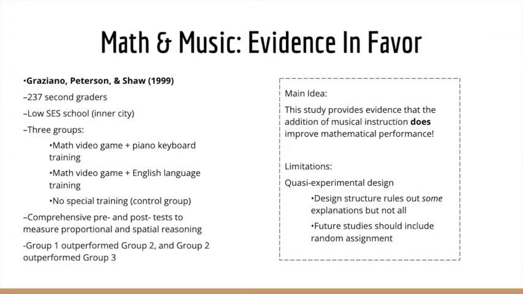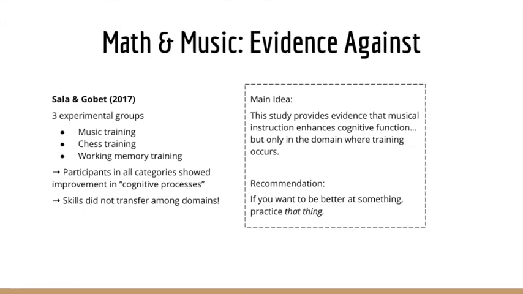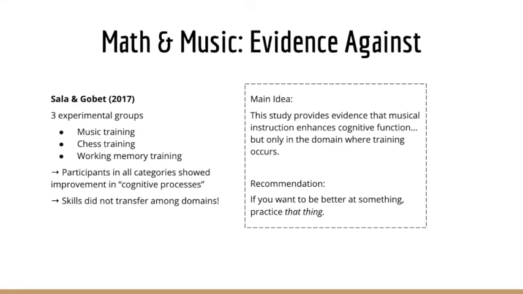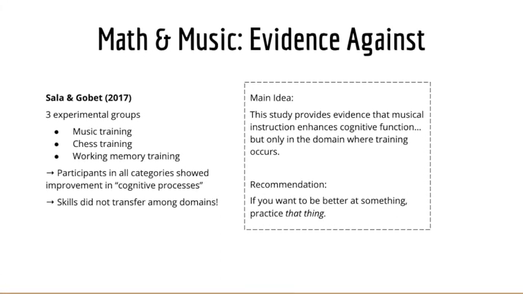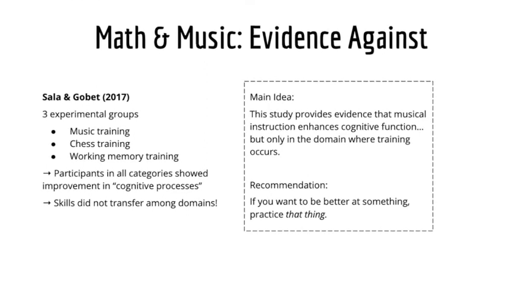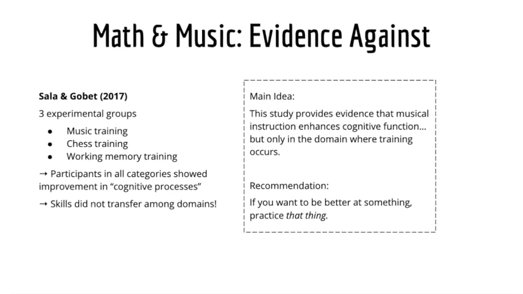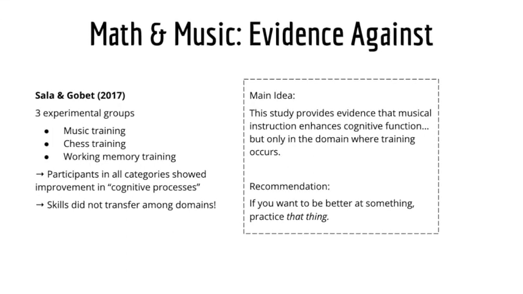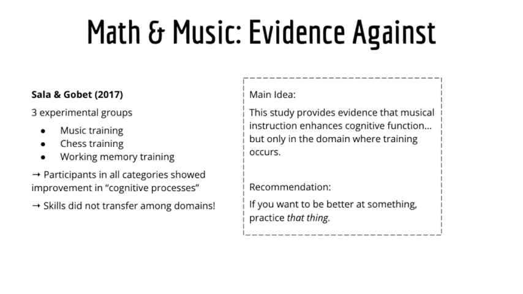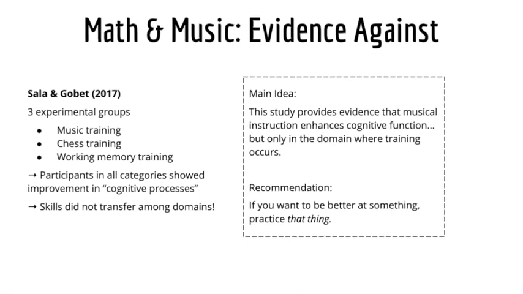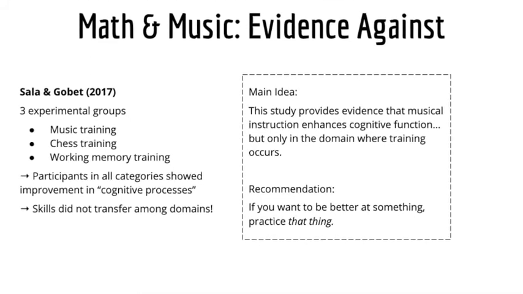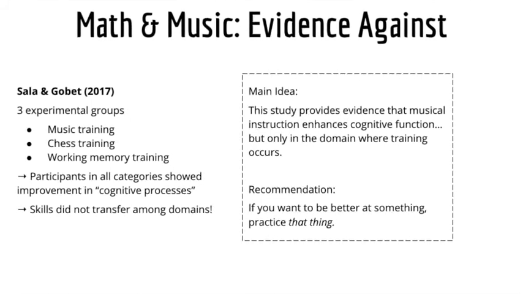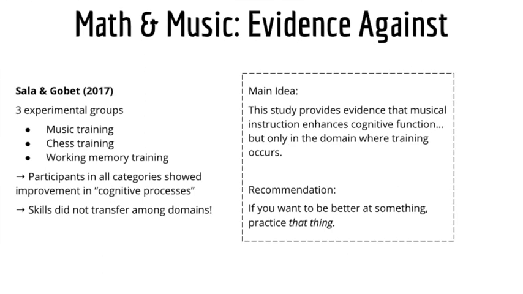Unfortunately, not all of the studies converge on this finding. Salah and Gobet in 2017 conducted a study in which there were three experimental groups, one receiving music training, one receiving chess training, and one receiving working memory training. Participants in all categories showed improvement in cognitive processes, but the skills did not transfer among domains. So this study provides evidence that musical instruction enhances cognitive function, but only in the domain where training occurs. The recommendation is, if you want to be better at something, practice that thing, because it's not necessarily going to transfer.